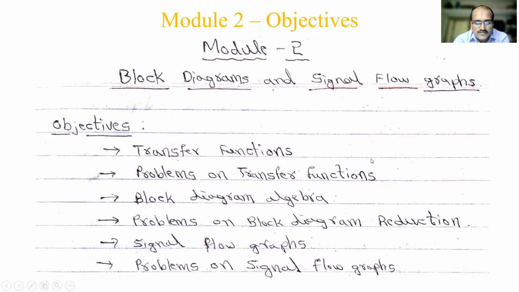First we'll discuss what a transfer function is, and the relevant theory regarding that. Then we'll discuss problems on transfer functions: how to obtain a transfer function for a given mechanical, electrical, or electromechanical system. Then we'll consider the first representation, block diagram algebra. Any mechanical system can be represented as a block diagram, and using the block reduction rules we'll try to get the transfer function. That is the problems on block diagram reduction.